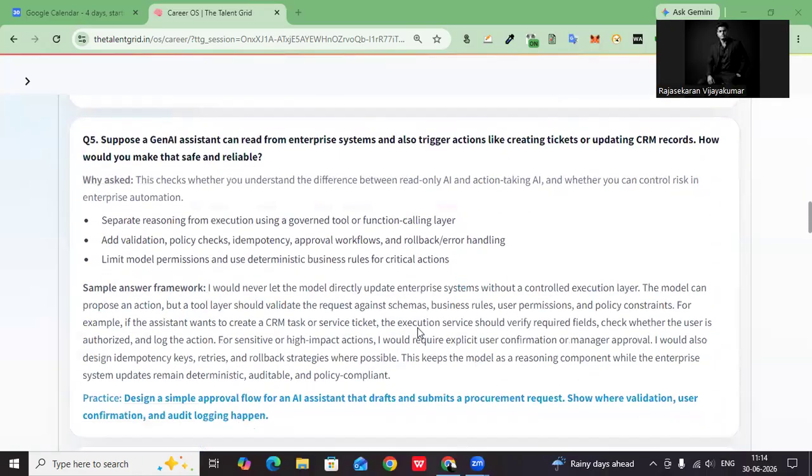Okay, great. Coming to the next question. Suppose a generative AI assistant can read from enterprise systems and also trigger actions like creating tickets or updating CRM records. How would you make that safe and reliable?